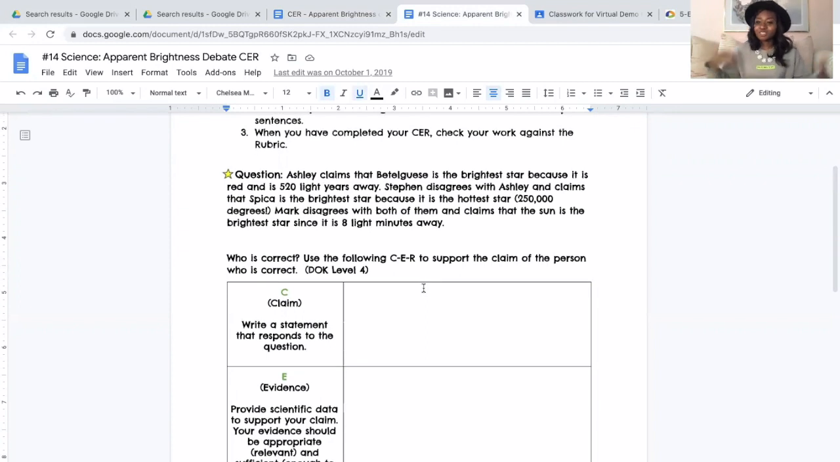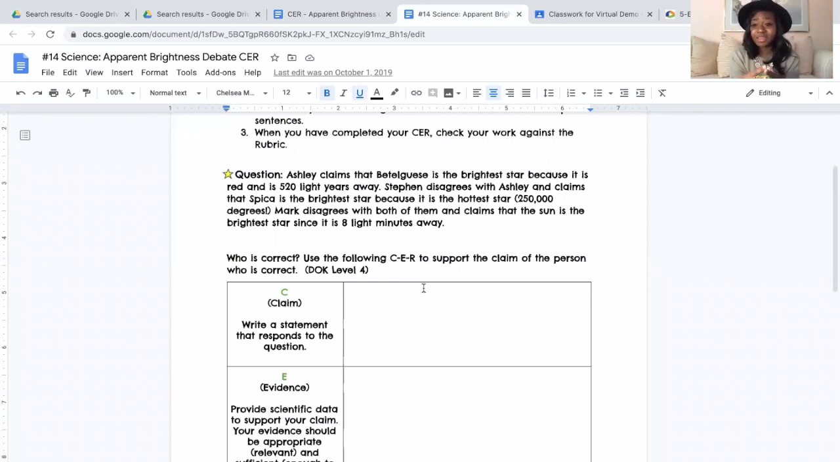So for those of you who may be wondering who is correct, who do you think is correct? Before I say the response, I know there are some people who teach 5th grade, so they already know the answer. Like I said, a star that is closer in distance to Earth will appear brighter. A star that is farther away from the Earth will appear less bright, or will appear dim.